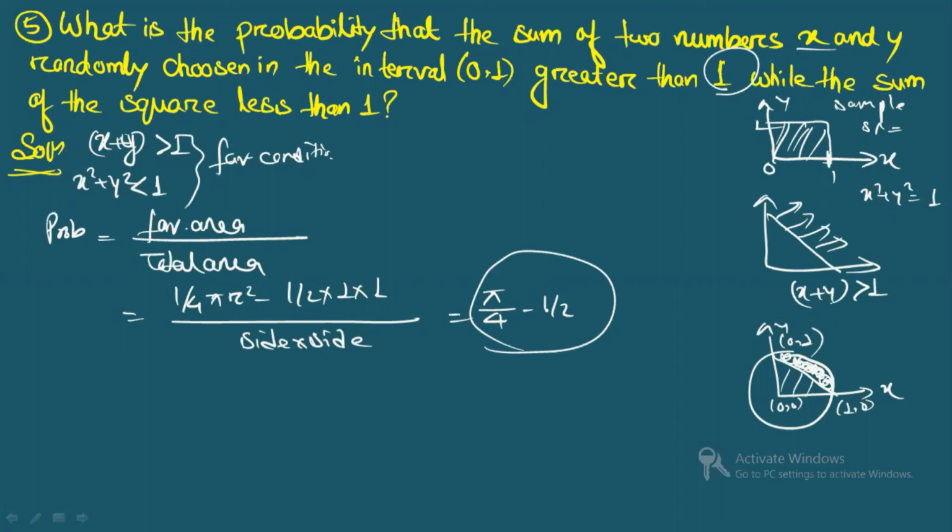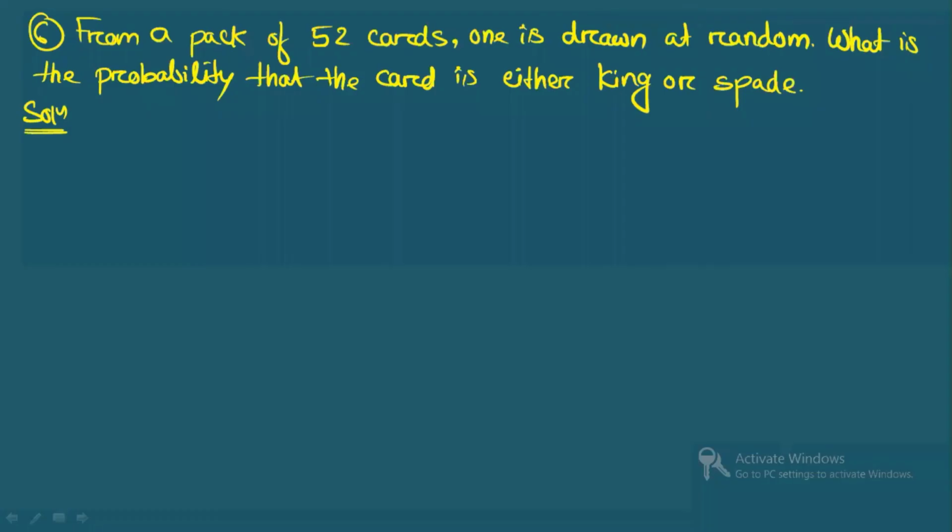And this is the last question of this video. So here question number 6 is, from a pack of 52 cards, one is drawn at random. What is the probability that the card is either a king or a spade? So 52 cards are there. The card is drawn at random. You will have to find the probability that the card is either a king or a spade.